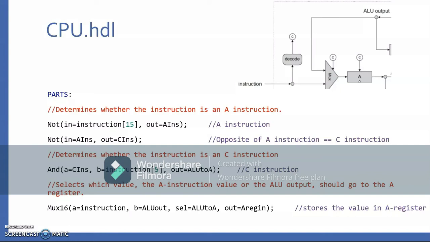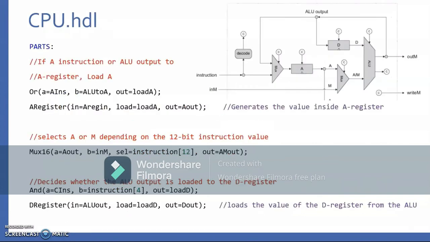For instance, if the instruction coming into the CPU from the instruction memory is an A instruction, the CPU takes the specified 15-bit value and stores it into the A register. However, as you can see in the diagram taken from the CPU architecture, the A register can be fed by either the instruction input or the ALU output. If this is a C instruction, it performs the computation in the ALU, and the ALU output is fed to the A register. We can use an AND gate to determine that the instruction is a C instruction. A 16-bit multiplexer is also used to select whether the instruction or the ALU output is stored into the register A.